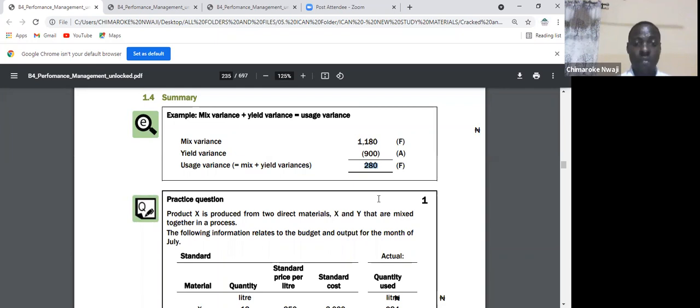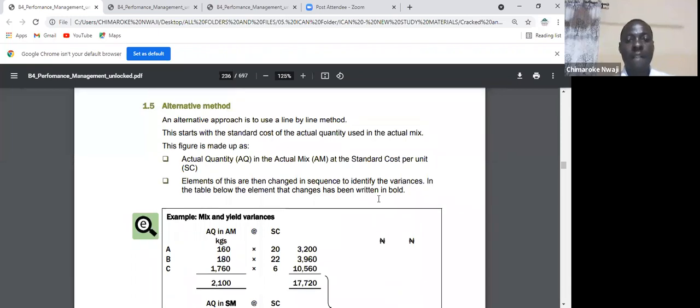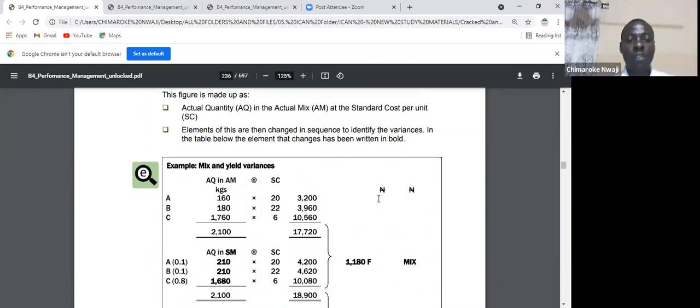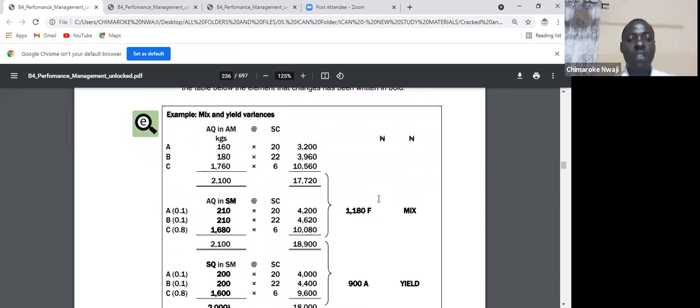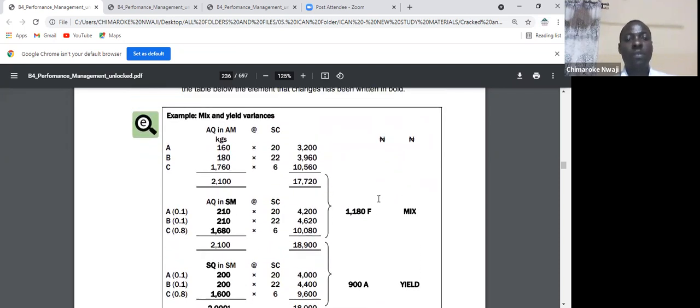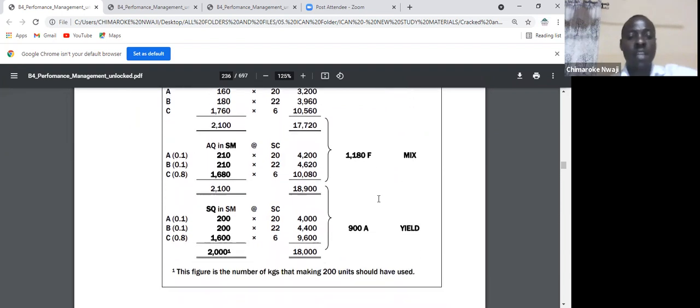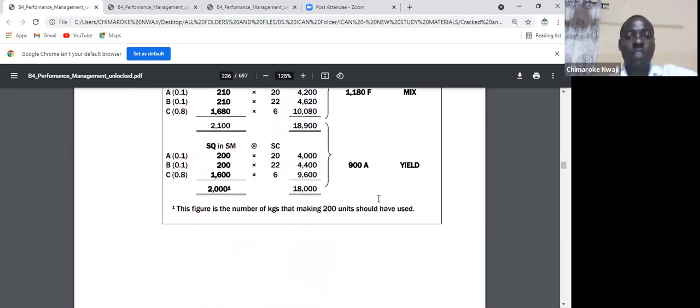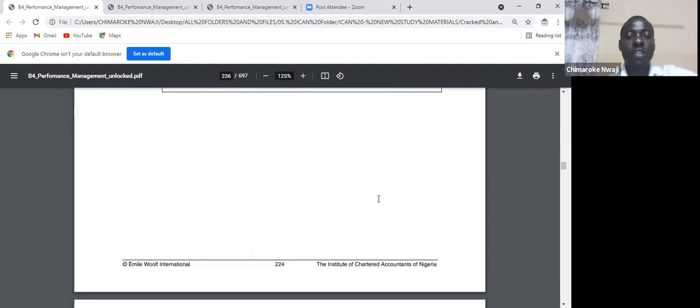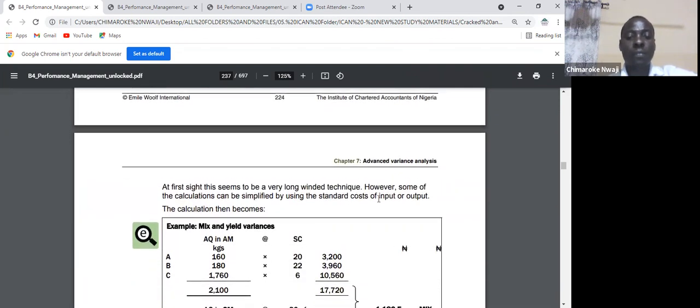Try it on your own and see how you can be good at it. Okay, we'll not be taking the alternative. You can look at the alternative method here and see how it actually helps. But we'll not be looking at the alternative.